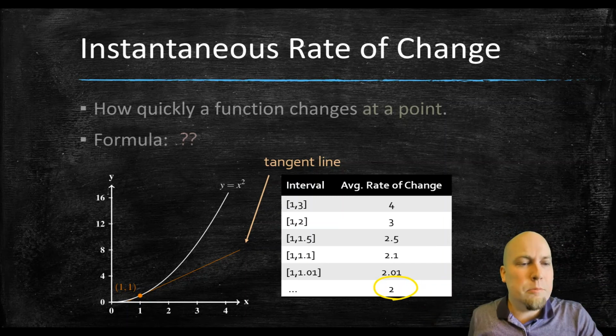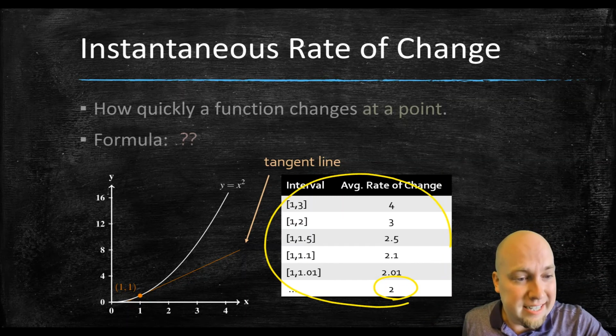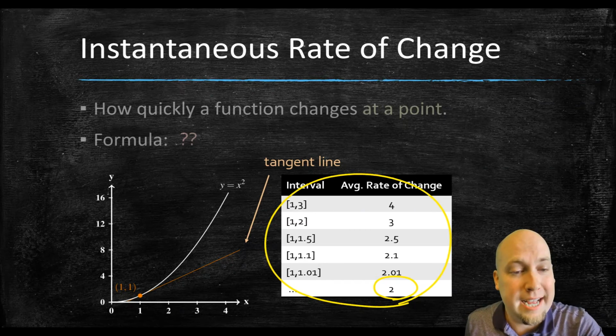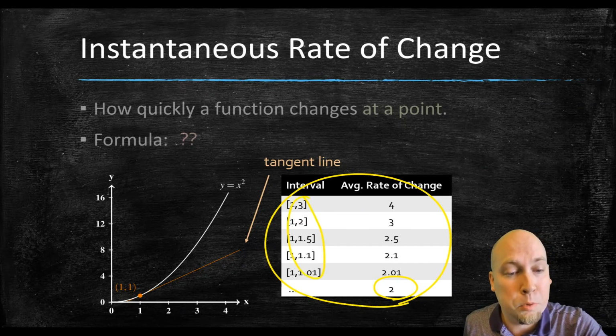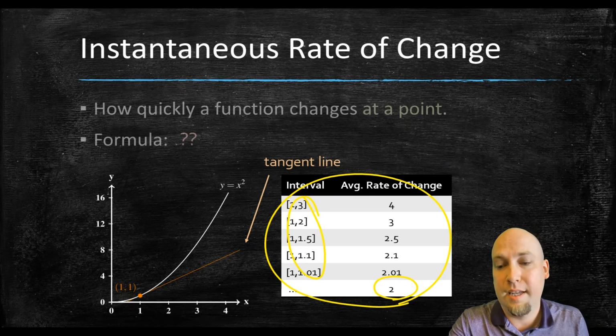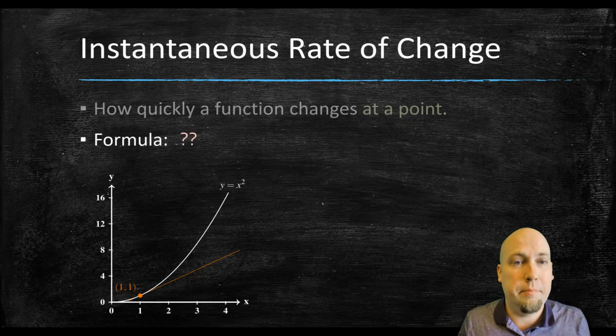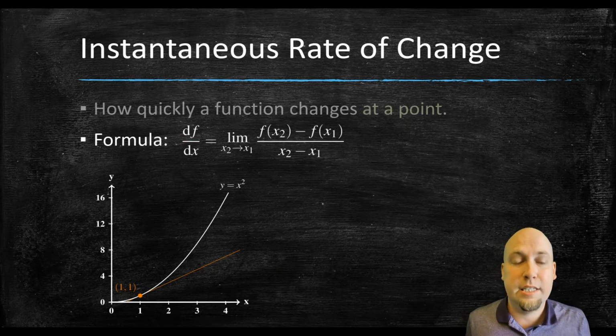Okay, it's going to have slope that's equal to sort of this limit of average rates of change. And really what's going on in this table, I mean, it is a limit. We're computing what happens as this right endpoint approaches the left endpoint. Okay, so that's what our formula is going to be. That's how we're going to compute instantaneous rates of change.